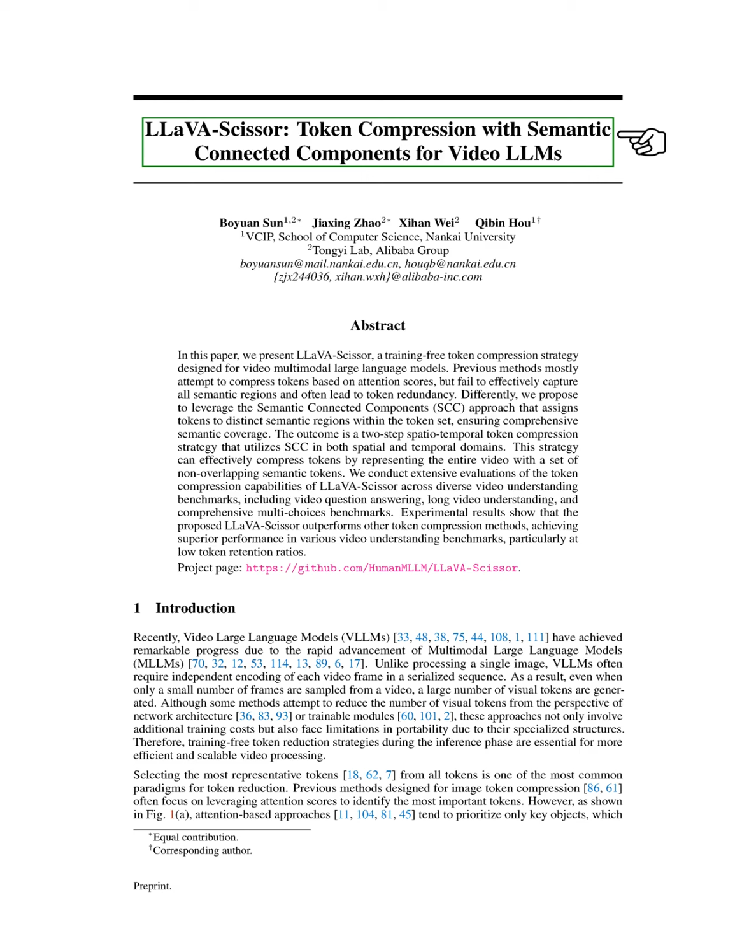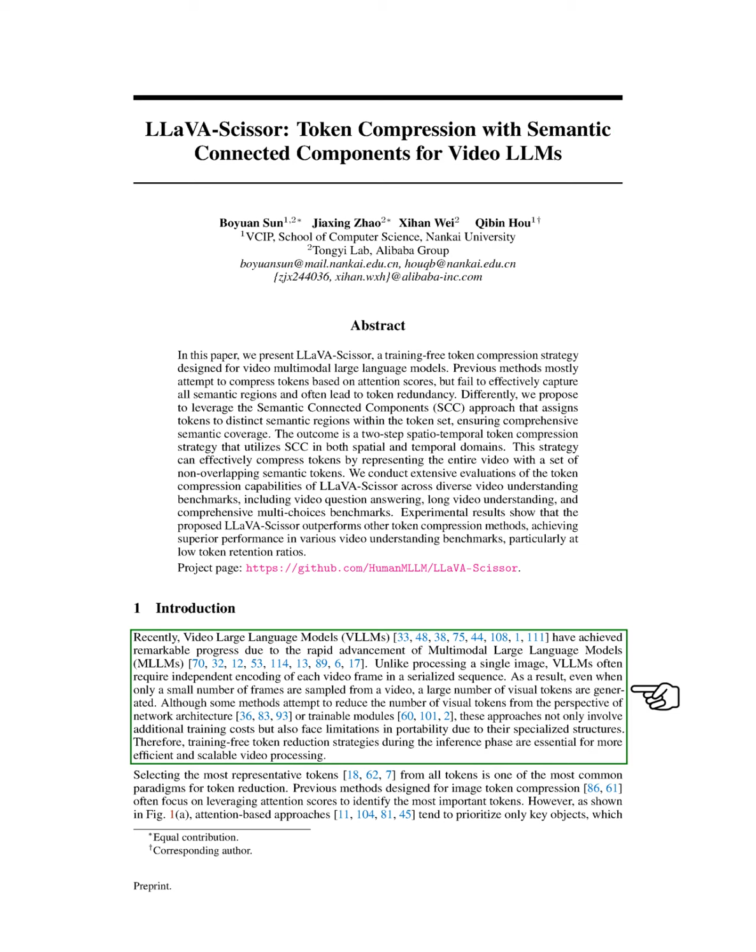Section: Introduction. In this section, we discuss the advancements in video large language models, VLLMs, driven by the development of multimodal large language models, LLMs. Unlike single images, VLLMs need to encode each video frame separately, which leads to generating many visual tokens, even from just a few sampled frames. While some methods aim to reduce these tokens through network design or trainable modules, they often come with extra training costs and limited portability due to their complex structures. Thus, we see the need for training free token reduction strategies during inference to enhance video processing efficiency.